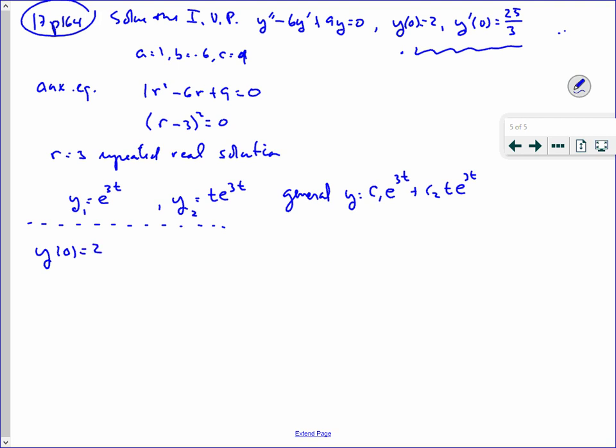Okay, so figuring out the constants. Y of 0 equals 2. So if I plug a 0 in, I should get a 2. So 2 is C1 times e to the 3 times 0 plus C2 times 0 times e to the 3 times 0. Everything is 0 after the plus. E to the 0 is just 1, so this is just 2 equals C1. So that means our general solution is, so far, 2e to the 3t plus, I don't know what C2 is. We'll figure this out next.